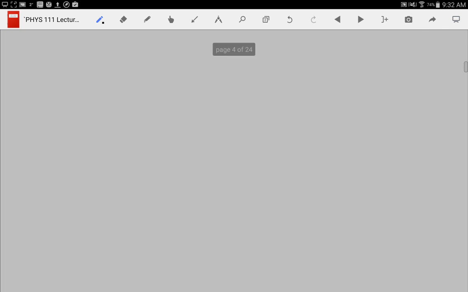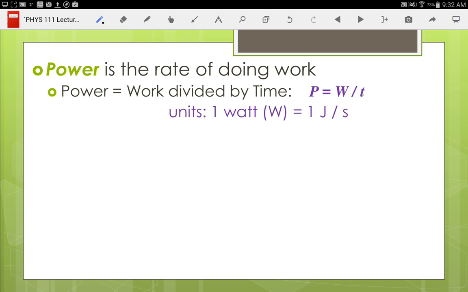Okay, so now one more thing before we get to the questions. I think it's just one more. Power. Power is very simply the rate at which work is done. So rate means how much per time. So power is simply the work per time.